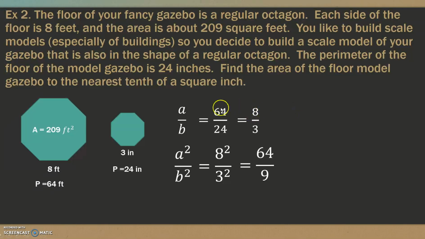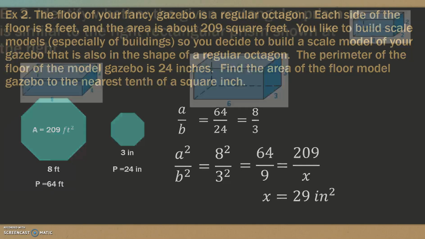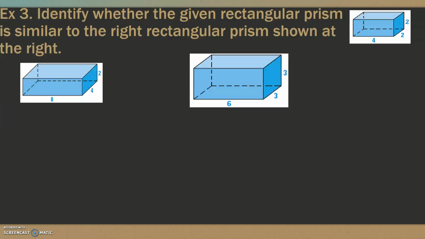Now I realize that this 64 is the same number here, but these are 2 different types of ratios. This will not reduce down to 8 over 3. It's going to stay as 64 over 9. Now I'm giving you the 209 feet squared here, so that's what I'm going to use on top since the larger numbers are on top, which means the area of the smaller one is on the bottom. And I'm going to cross multiply like you've done in the past, and I find that the area is about 29 inches squared.